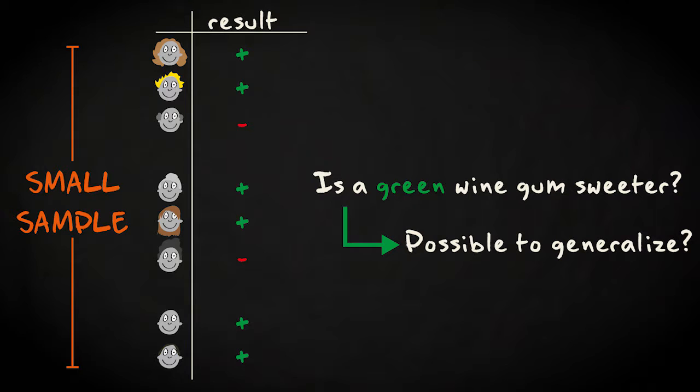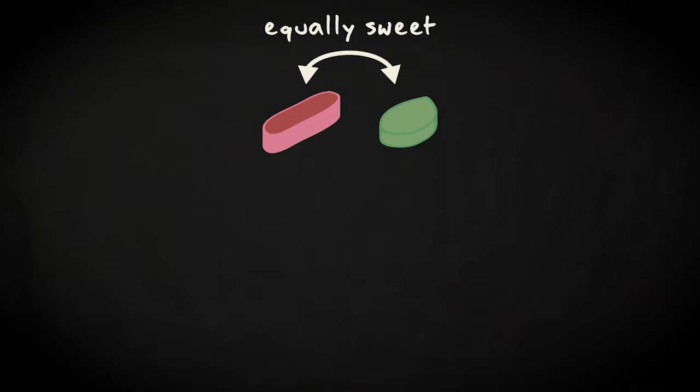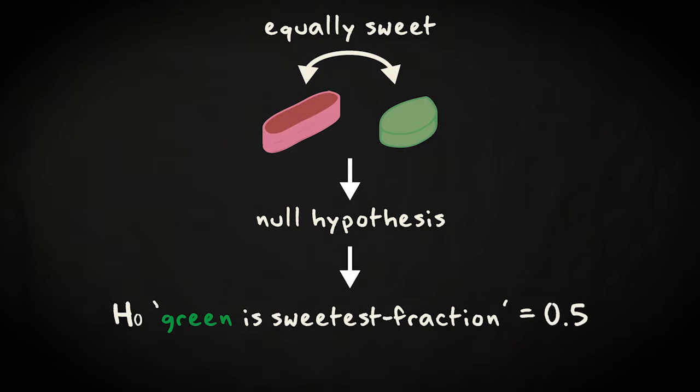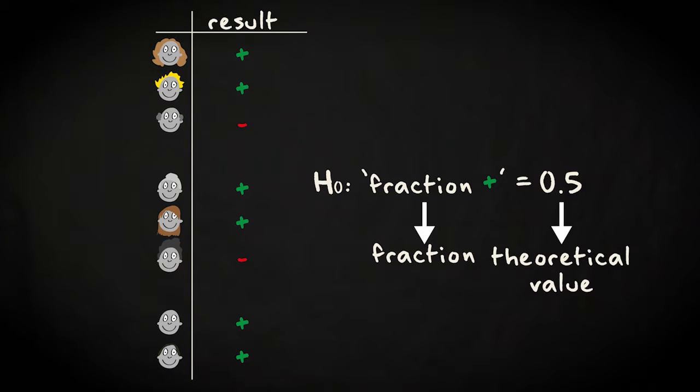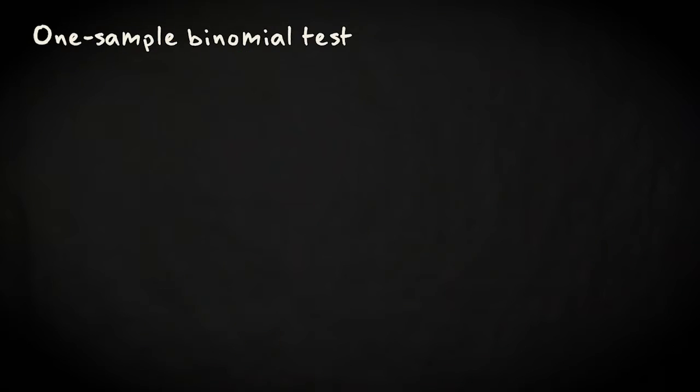Let's consider the situation where the green wine gums would in fact taste just as sweet as any other color. This is the null hypothesis for our experiment. And in that case, half of the people would think it's sweeter and another half of people would think it's less sweet. So then you would expect a fraction of 0.5 pluses. And any value higher than 0.5 would mean that the green wine gums are being perceived as sweeter. But wait a minute. We have now translated this problem into one of comparing an observed ratio against a value of 0.5. And there's a test for that, the one-sample binomial test.